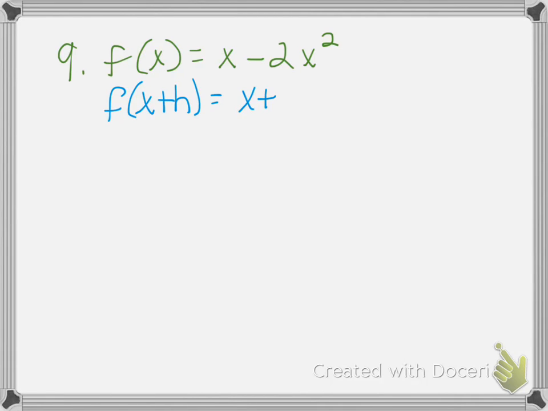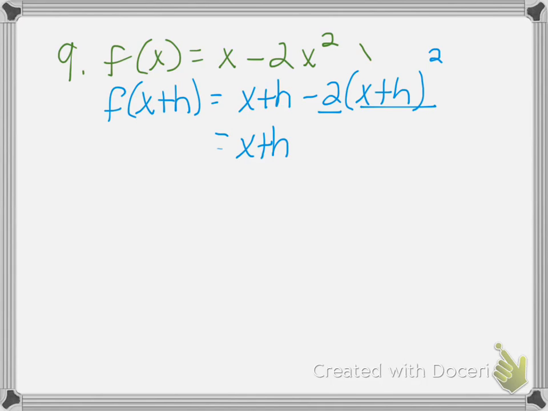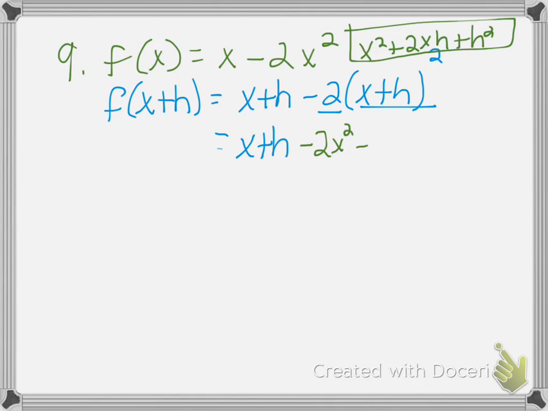Okay, I've got one more problem I want to show you. Alright, I need to figure out what f of x plus h is. I plug x plus h into both places on the x formula. And the tricky part here is that I'm going to have to square that and then multiply by 2. I'm just going to tell you that's x squared plus 2xh plus h squared if you square it out. And then I'm going to multiply by the negative 2, so we have negative 2x squared minus 4xh minus 2h squared.